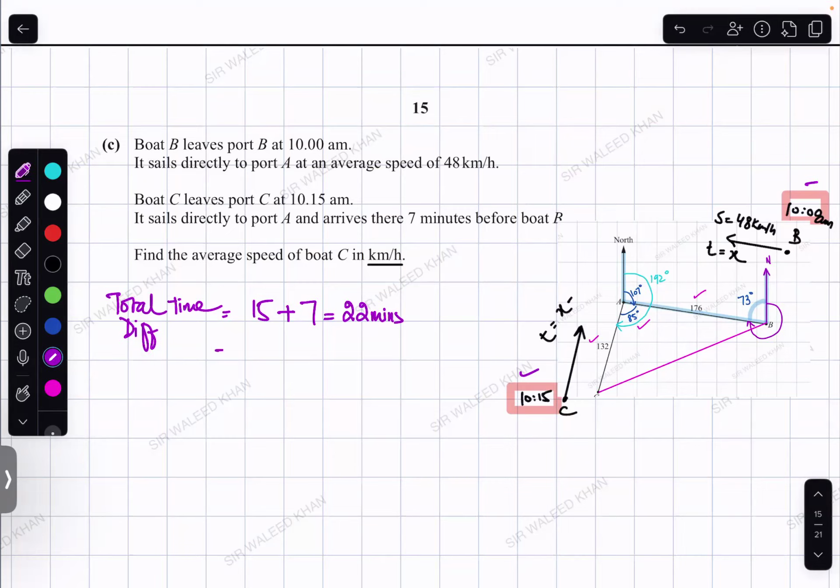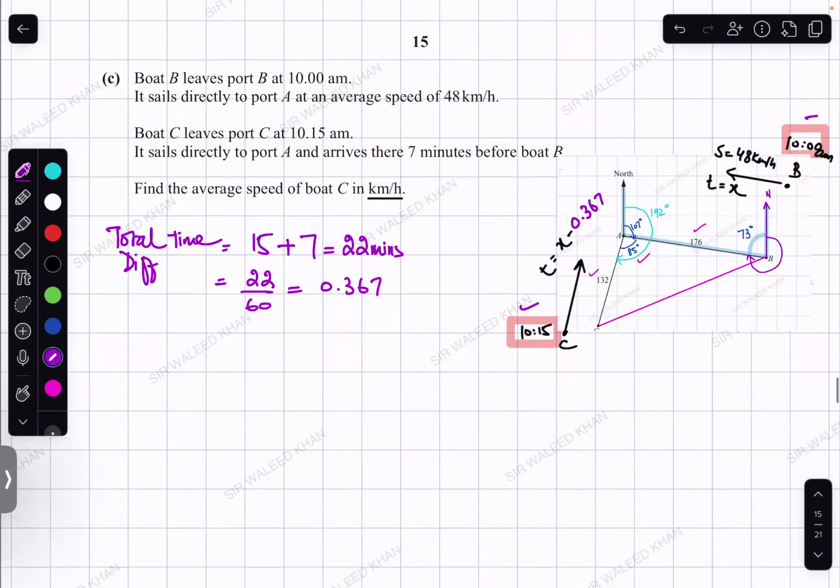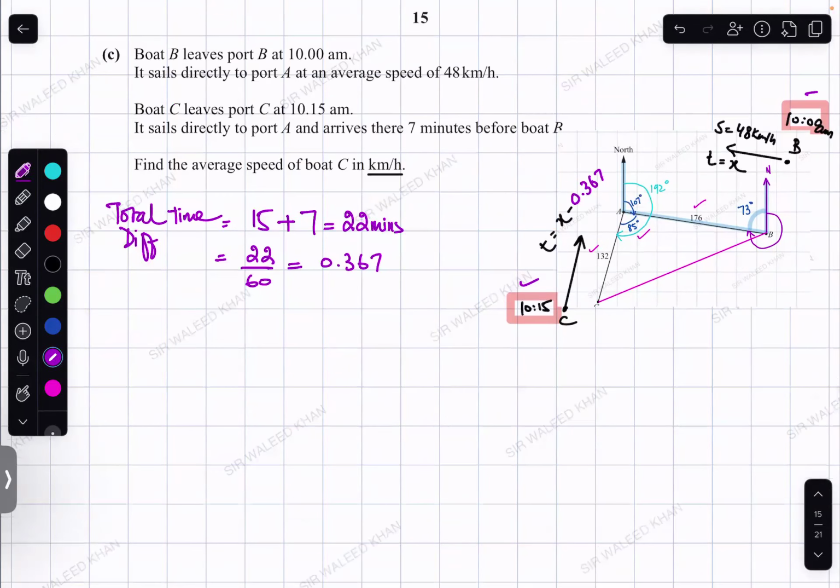Now, 22 minutes, we divide it by 60 to get the time in hours, 0.367. That means the time of boat B minus 0.367 should be the time for boat C. Is that clear? Yes or no? How much is that clear? Yes. Solved? Okay, got it.